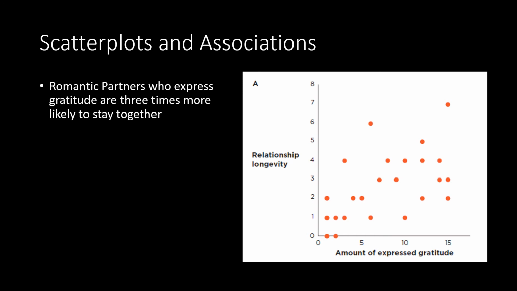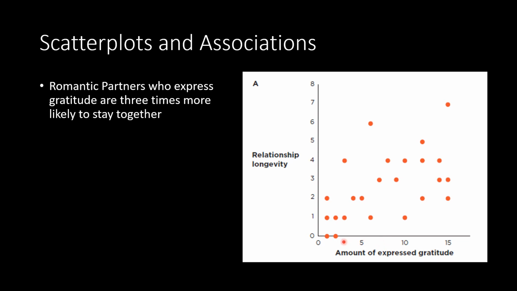A way to evaluate association claims is to do it visually using scatter plots. So here is an example of a scatter plot. You can also look at this in your textbook. You'll note that it is almost always on an X and then Y axis. For this example here, we have on our X axis the amount of expressed gratitude, and on our Y axis the relationship longevity. So how long people are able to stay in a relationship, and we're looking at how much gratitude they tend to express with their partners in said relationship.